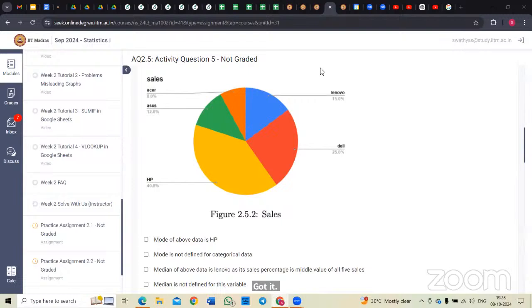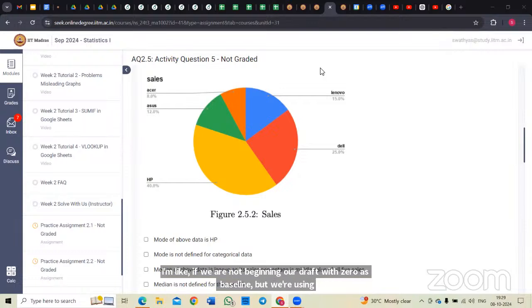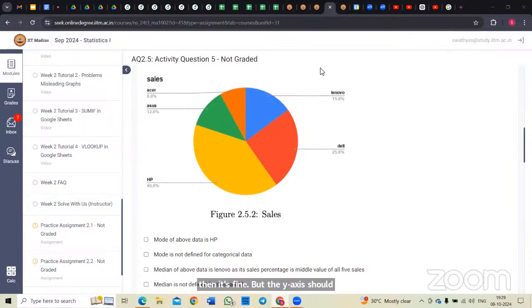Ma'am, if we are not beginning our graph with 0 as baseline, but we use a kink instead of that, then is it fine? Yes, then it's fine. But the y-axis should not be manipulated, as I told you. All the categories should follow the area principle, and you should watch for manipulated y-axis, missing baseline, and rounding off errors in case of pie charts. You should remember all these cases.